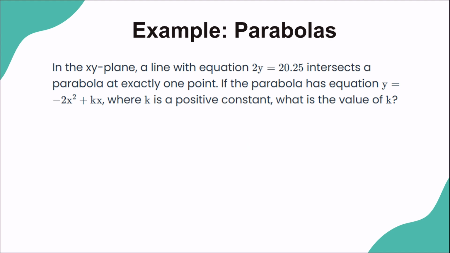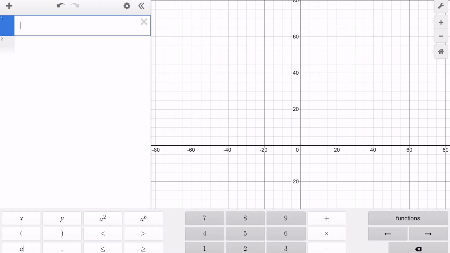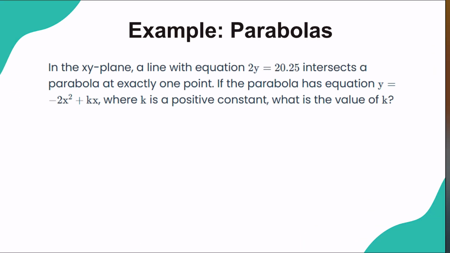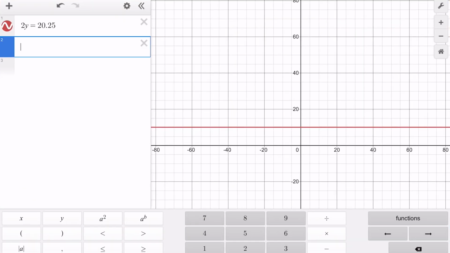So I'm just going to plug in the things they give us. In this first equation, 2y equals 20.25. Okay, looks like a line to me. That's what we expected. This next equation is going to be a parabola. y equals -2x squared plus kx.